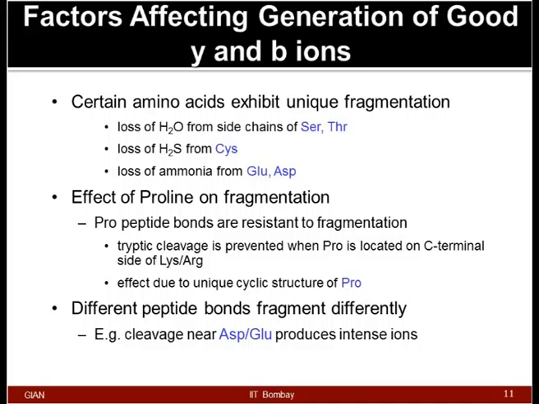Different peptide bonds fragment differently, especially because there are certain amino acids near which very intense B ions are produced. Therefore, aspartate and glutamate are going to create some anomaly in terms of the reporter ion intensity. So, what it means is that it is not always your collision energy and your sample preparation that are the only factors. The abundance of amino acids present in your given proteins is also going to govern how good your fragmentation is going to be and what kind of intense ions you are going to see.